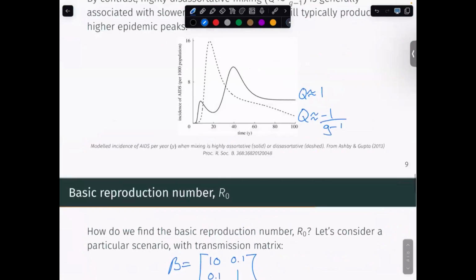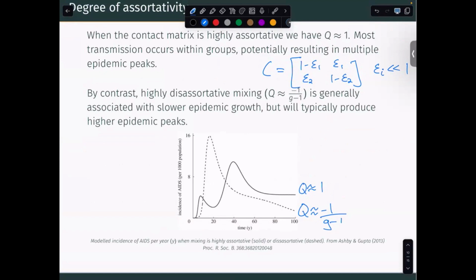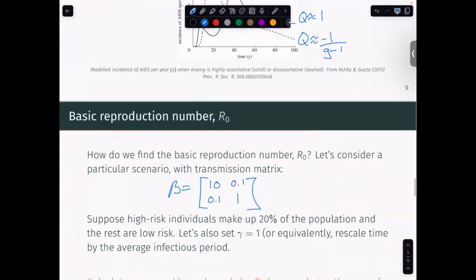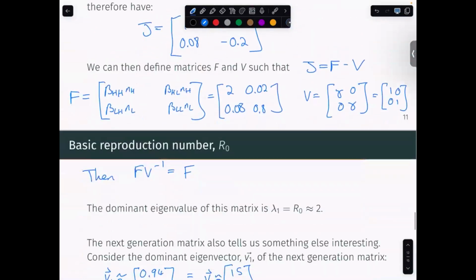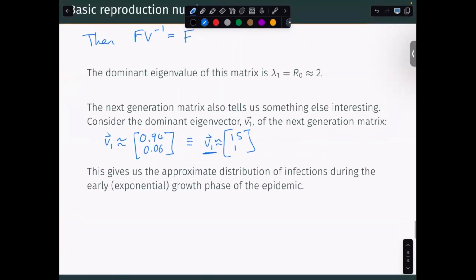We saw that as well in this graph here, right? High-risk individuals are driving that early transmission. It's not a super large peak, but pretty much everyone here is high risk. Pretty much everyone here is low risk because it's a highly assortative matrix. So this eigenvector here, this dominant eigenvector, is telling you early on where is going to be most infection. High risk group or low risk group. This could be 15 times higher.